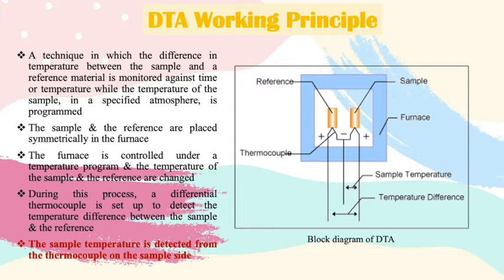The sample and the reference are placed symmetrically in the furnace. The furnace is controlled under a temperature program, and the temperatures of the sample and the reference are changed. During this process, a differential thermocouple is set up to detect the temperature difference between the sample and the reference. Also, the sample temperature is detected from the thermocouple on the sample side.